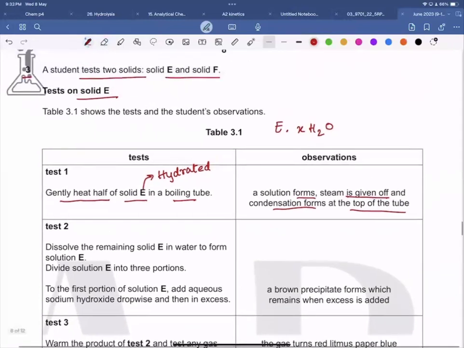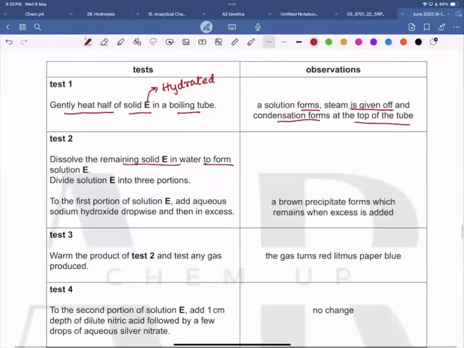Okay. Now, dissolve the remaining solid E in water to form solution E. Divide solution E into 3 portions. To the first portion of solution E, add aqueous sodium hydroxide dropwise, then in excess. A brown precipitate forms which remains when excess is added. So what are those brown precipitates? Yes, very good, Umar and Ahmed. So there is a possibility that it contains iron 3 positive ion.